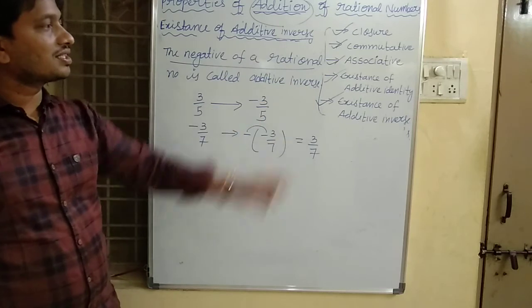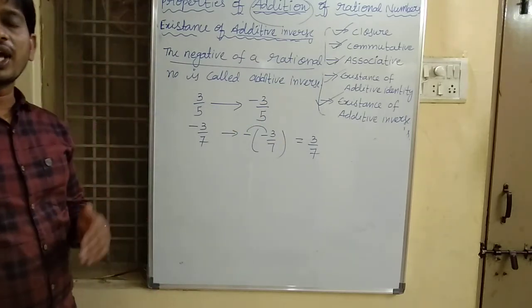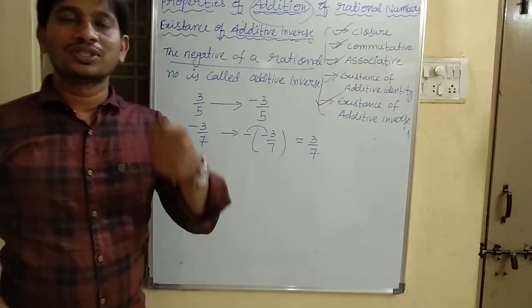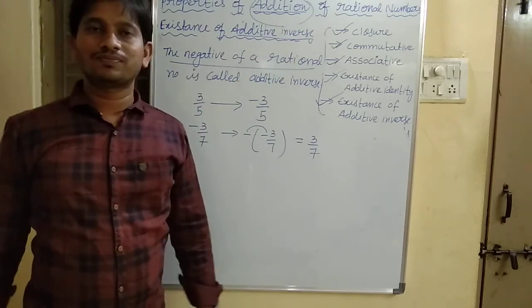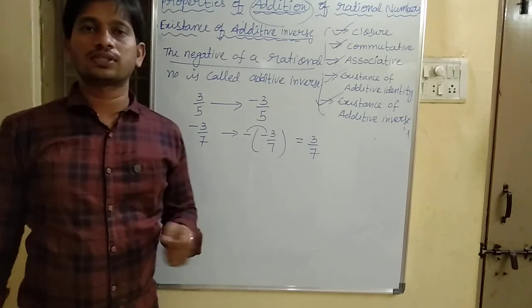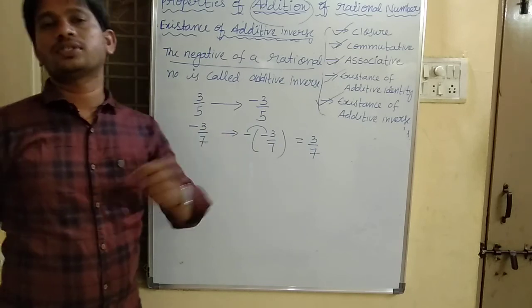And the next one is existence of additive identity. I mean, if we add 0 to any rational number or any rational number to 0, the result will be the same rational number. And the last one is existence of additive inverse. The negative of a rational number is called additive inverse.